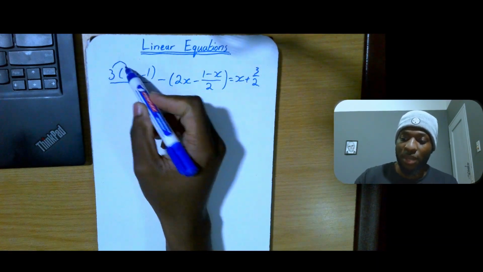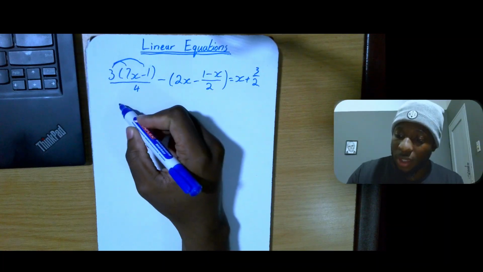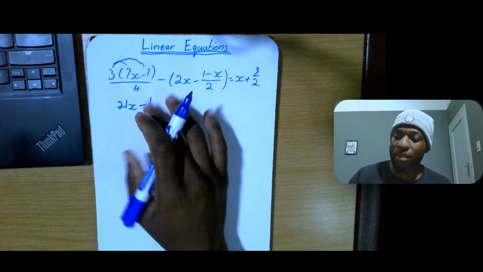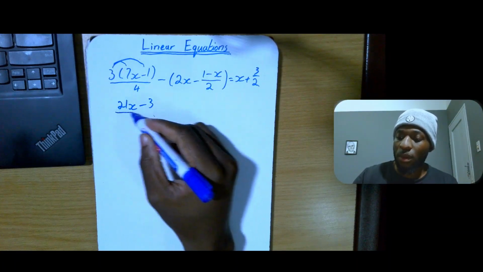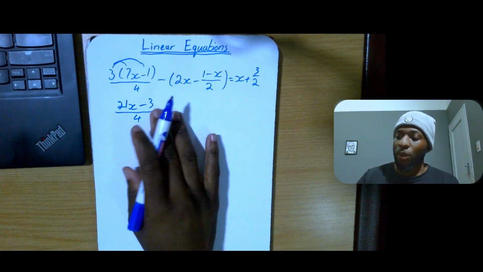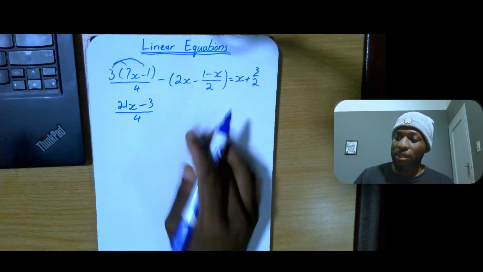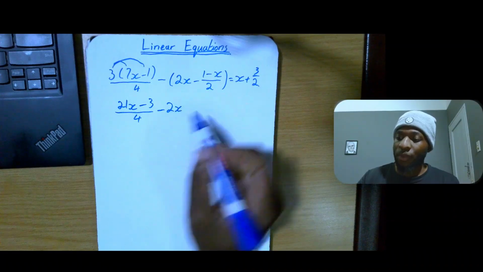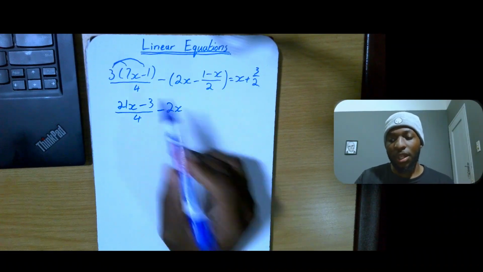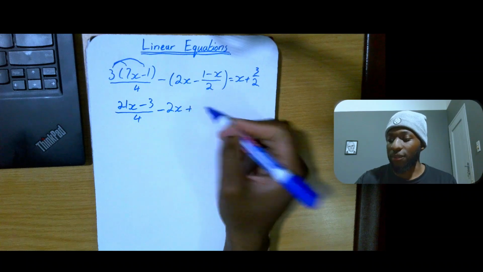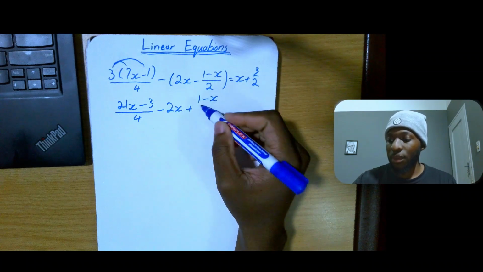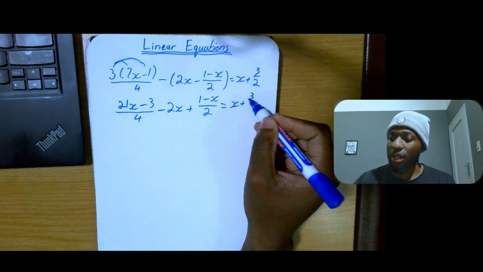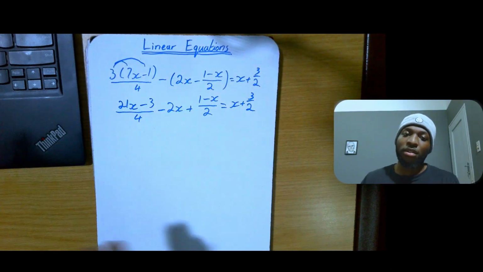So 3 times 7x, that's going to give us 21x minus 1, minus 3 actually, all over 4. Now when you notice a negative outside the bracket, that's going to change the signs that are inside. So we will end up with minus 2x, and the negative 1 times that negative will give us a positive 1 minus x over 2. All this is equal to x plus 3 over 2. So we've just expanded the brackets.